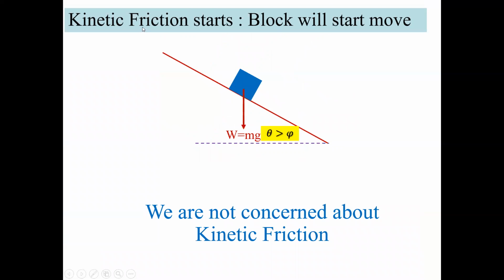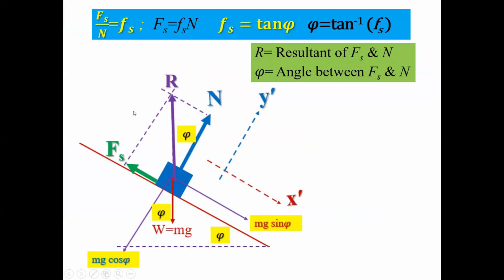Now, just after this the block will start to move. If theta is more than phi, we are not concerned about static friction. So we have got this formula, as you know, from the previous page.